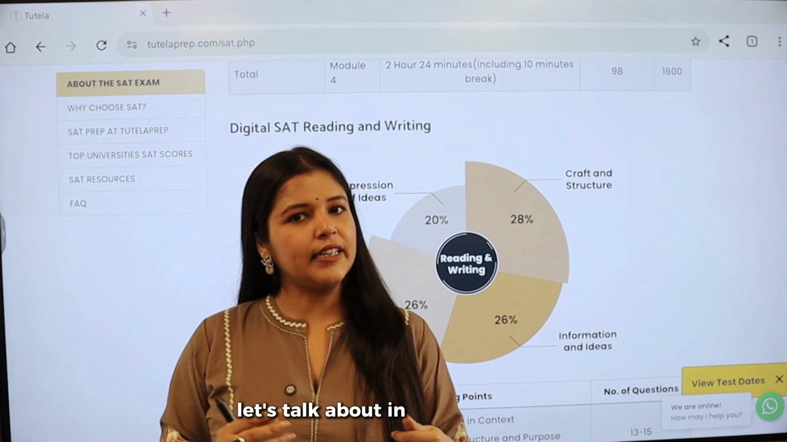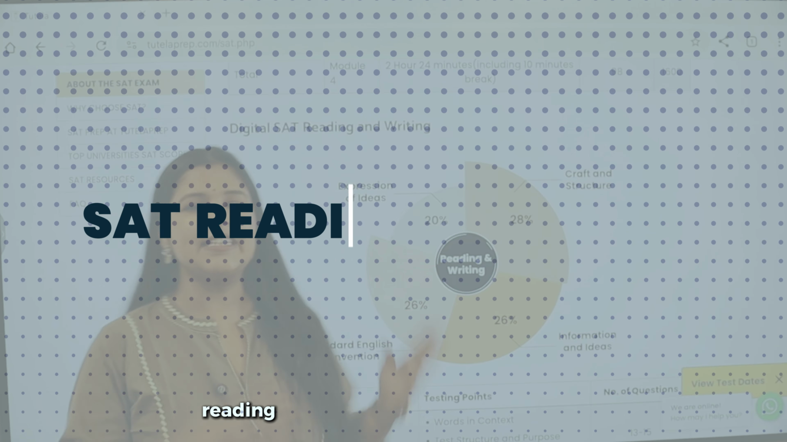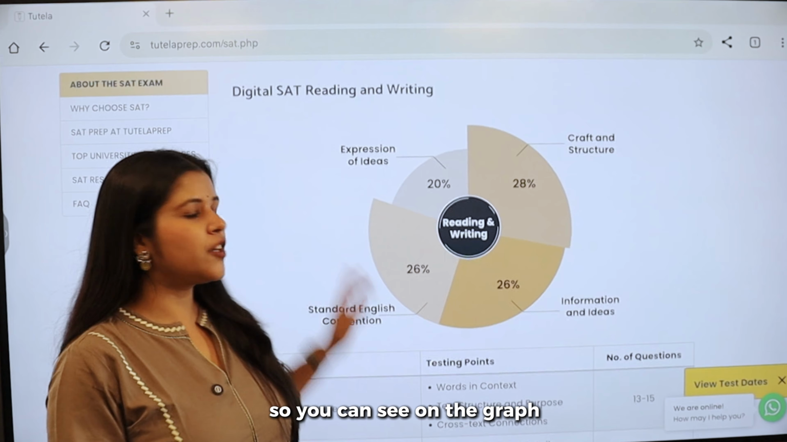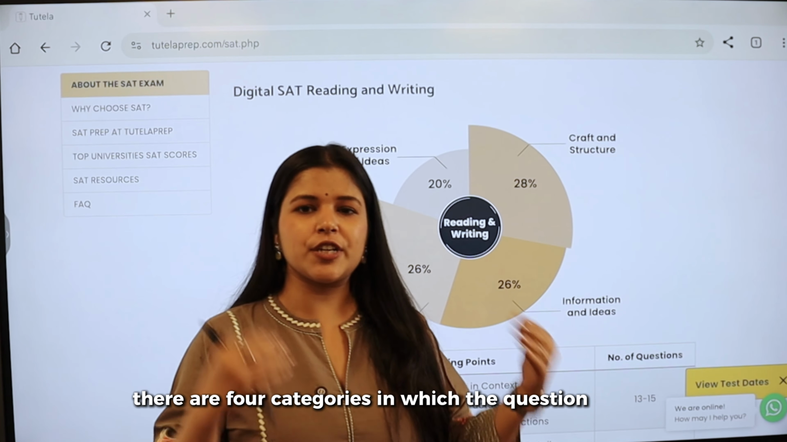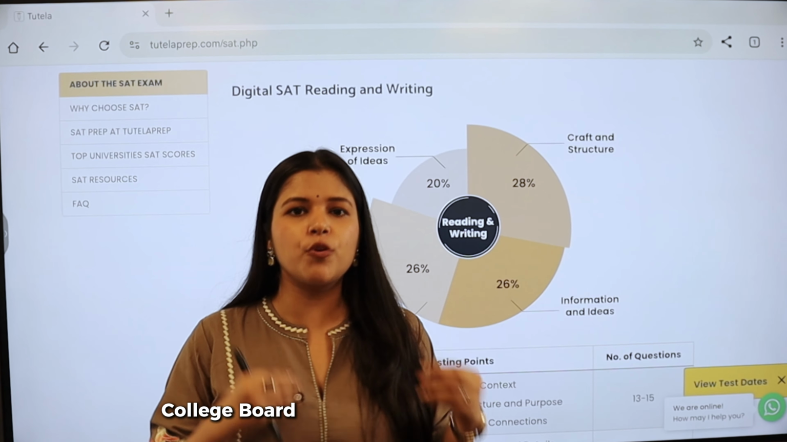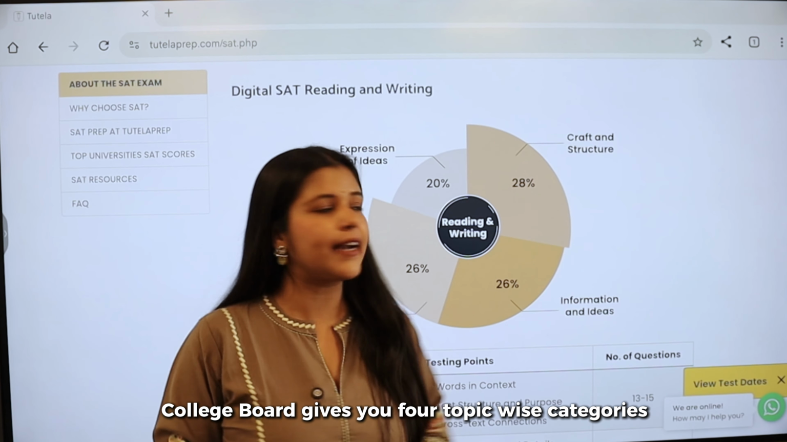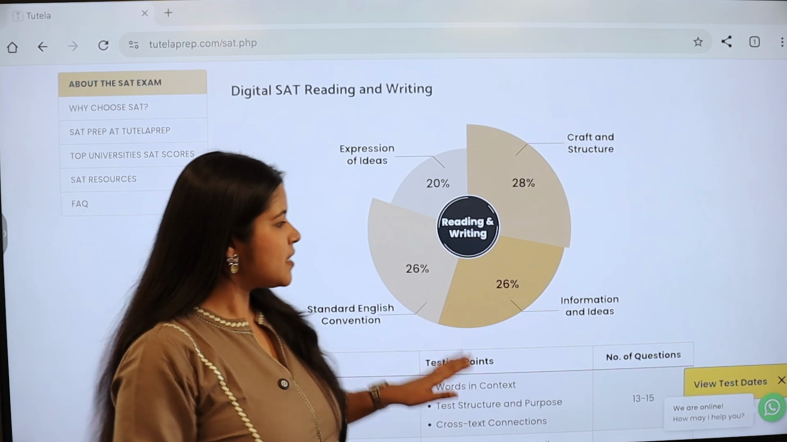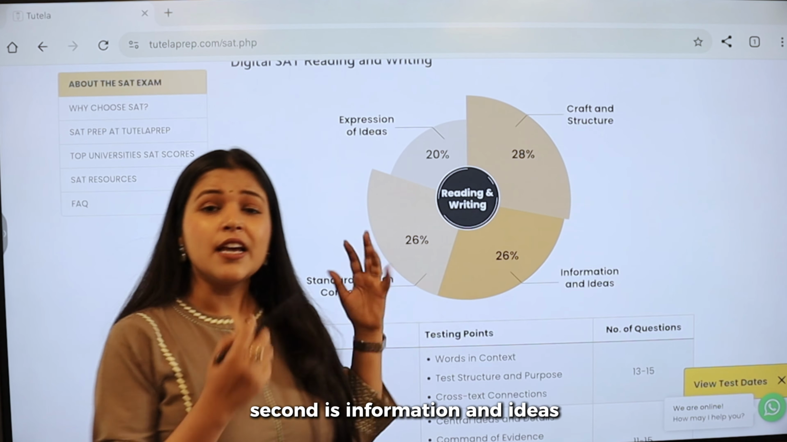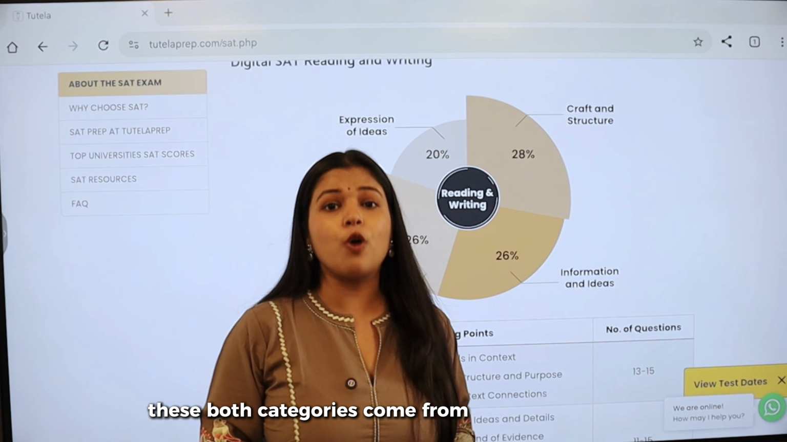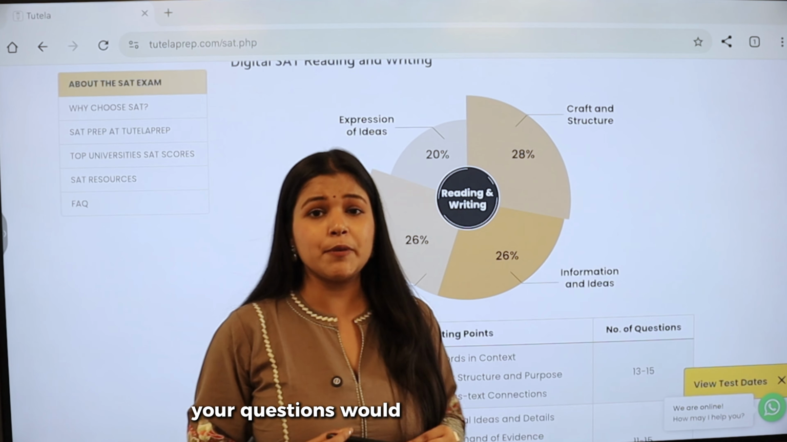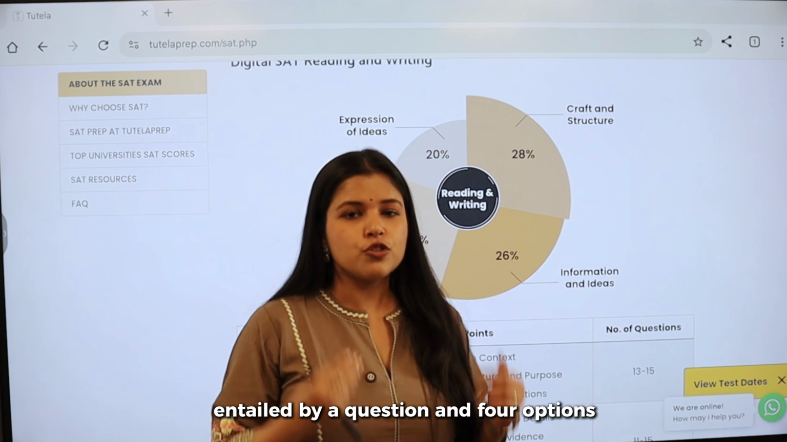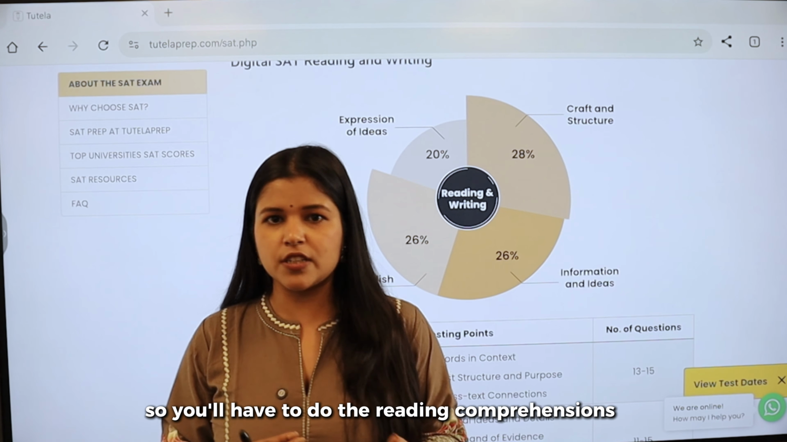Let's talk in detail about the SAT reading and writing and language portion. You can see on the graph, there are 4 categories in which the question paper is categorized. College Board gives you 4 topic-wise categories. Let's start with the first one. First is craft and structure. Second is information and ideas. These both categories come from the reading section. Your questions would be based on passages followed by a question and 4 options. So you'll have to do the reading comprehensions here.